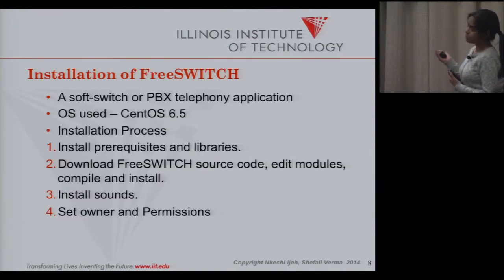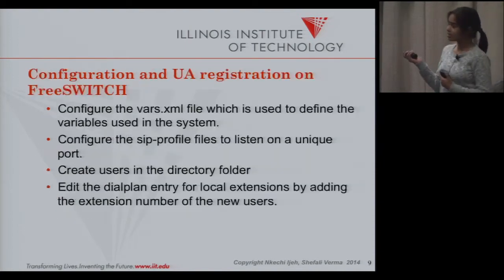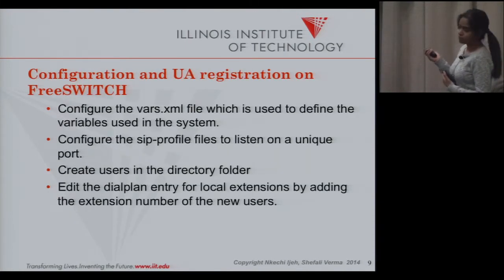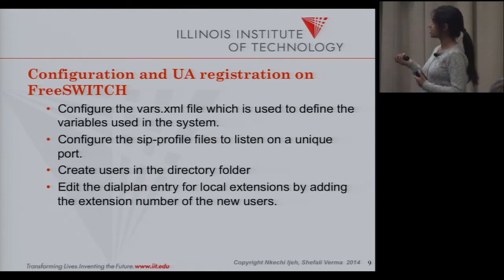Then this is the process of installation of the FreeSWITCH. We installed the prerequisites and libraries, and then we downloaded the FreeSWITCH source code. Then we installed the sounds, and we set the owner permission to the user. Then we configured the vars.xml file, which is used to define the variables that are used in the system.